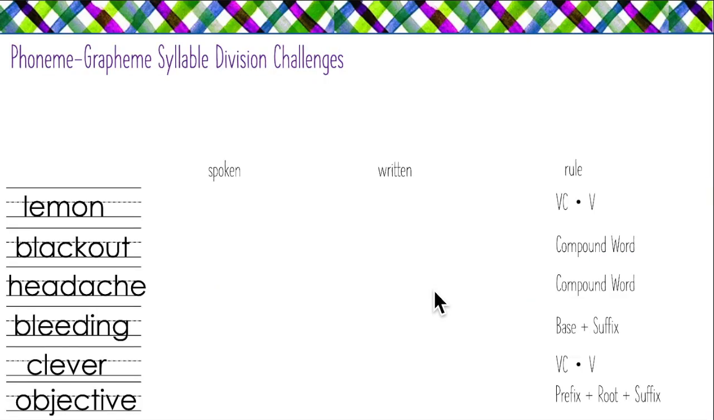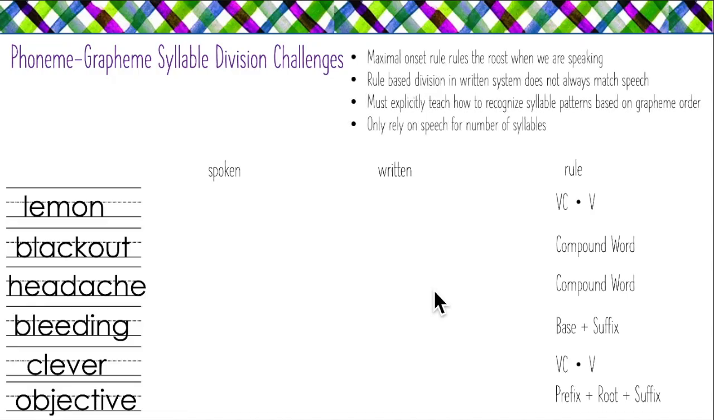Now, when we do that, I want you to be aware, again, of that maximal onset rule, that when we speak, we want to move that consonant over to the next syllable. So we cannot base our syllabication rule off of where our speech is saying, right? We explicitly teach that syllable pattern for decoding because our mouth is not going to match what it does.